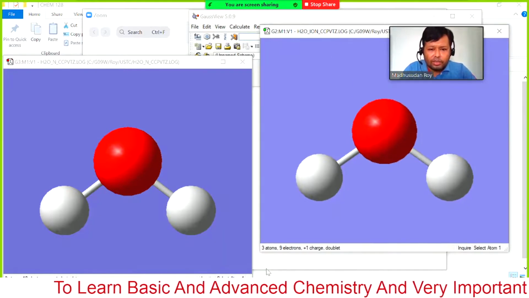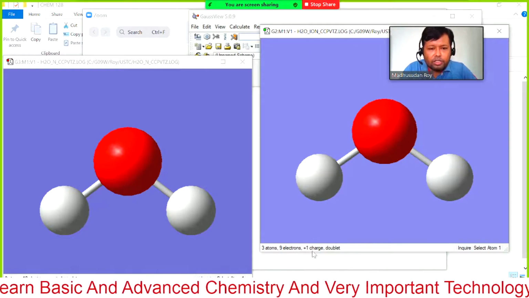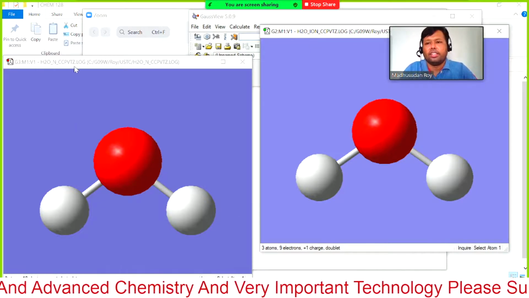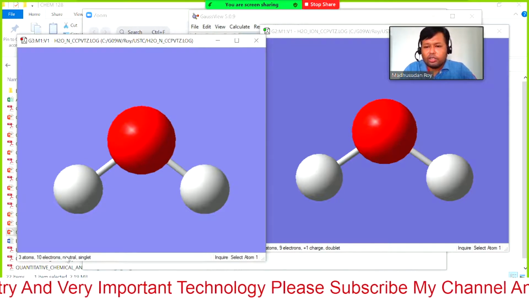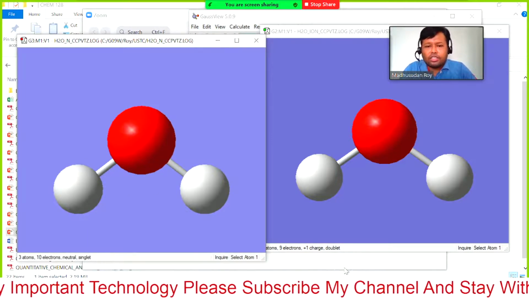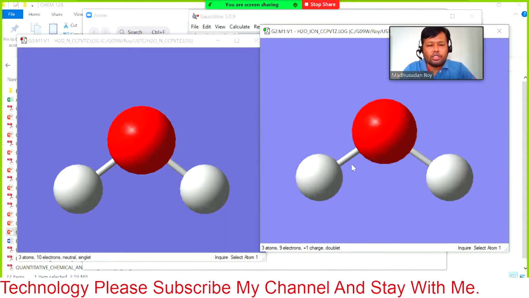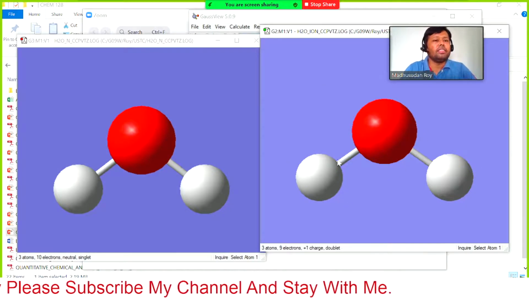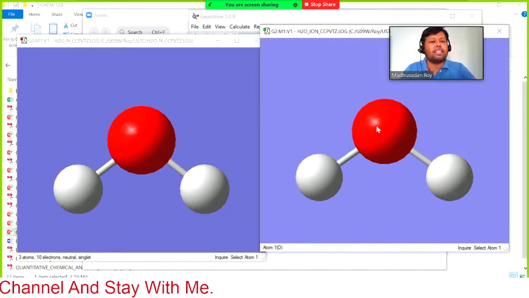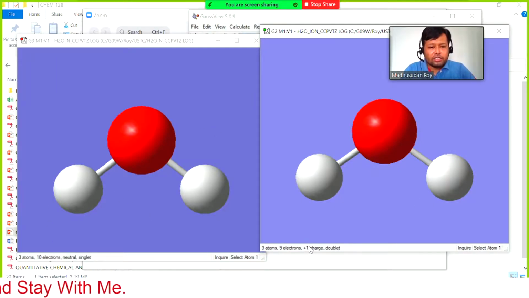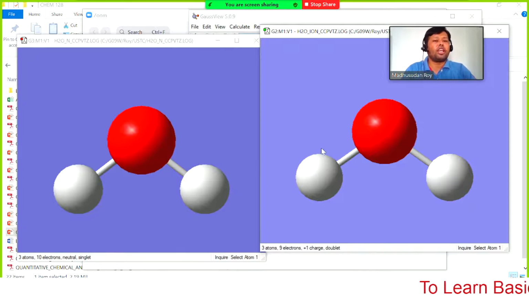Here you can see 3 atoms, 9 electrons, plus 1 charge and doublet. Here you can see 3 atoms, 10 electrons, neutral. So it has 10 electrons, it has 9 electrons. Therefore the molecule is in ionized form. Here it has 10 electrons, here it has 9 electrons, and it has plus 1 charge, it has 0 or neutral charge. So now you can confirm this is the ionized form.